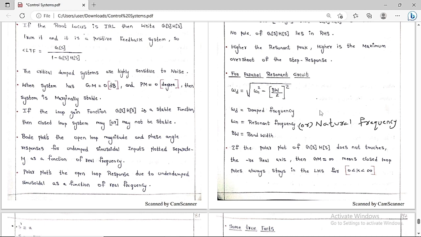So finally I can say for a parallel resonance circuit, omega d is equal to the square root of omega n square minus bandwidth by 2 whole square. Omega d is called the damped frequency.